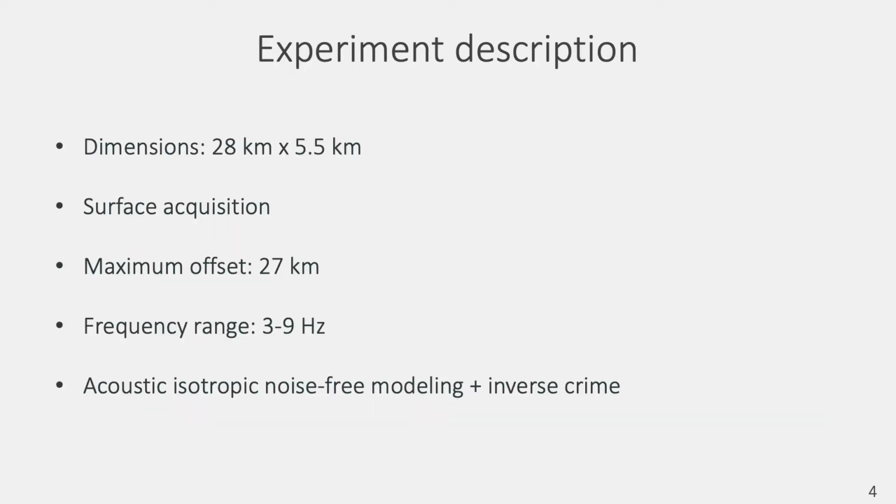We generate a noise-free synthetic dataset with a surface acquisition where we set sources every 160 meters and receivers every 40 meters. We record the data for 12 seconds, and the maximum offset recorded is approximately 27 kilometers. We use a source containing energy restricted to the 3 to 9 Hz frequency range, and finally our modeling is conducted with an acoustic isotropic engine, which is also used for the inversion process.